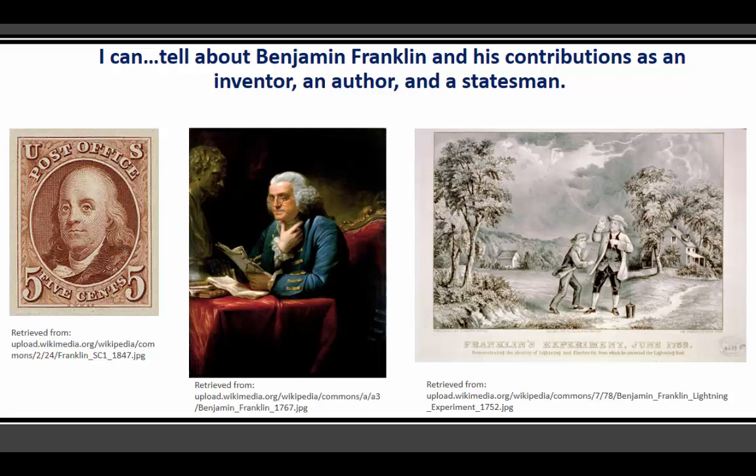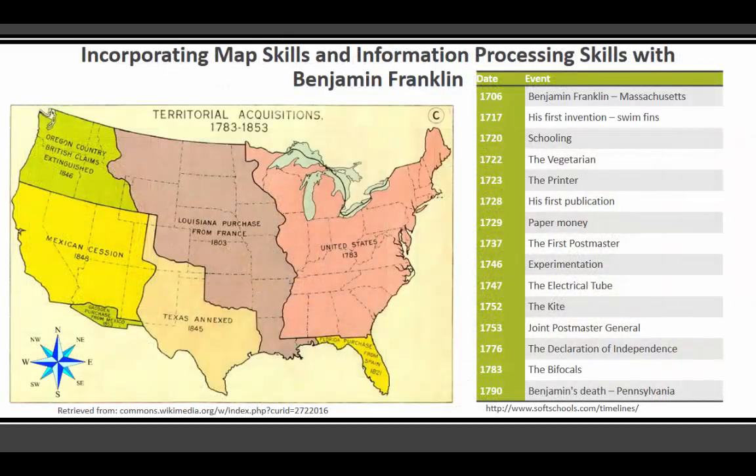Teachers might also discuss the great risk of electrocution Franklin took doing this experiment. This discussion would tie in with first grade science standards for scientific inquiry as well. It's important to incorporate first grade map skills and information skills when teaching the standards.